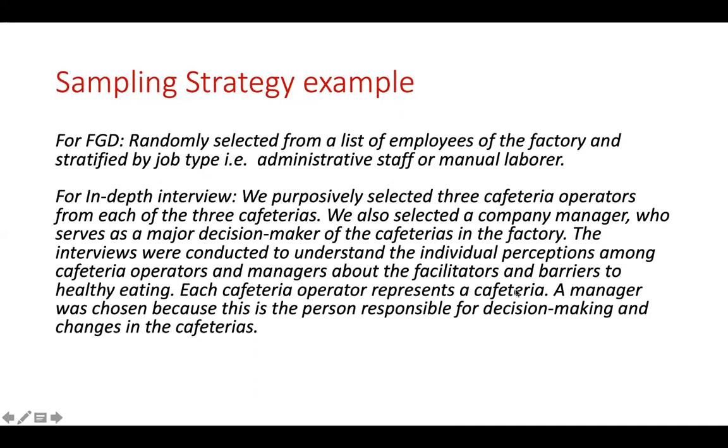So we are providing a reason here why we selected cafeteria operators, and then a manager is chosen because this is the person responsible for decision making and changes in the cafeteria. Our study's specific objective was connected with another larger study that aimed to develop an intervention to promote a healthy diet in the cafeteria. So it was important for us to get the perceptions of both cafeteria operators and cafeteria managers, who would in future be making the decisions about the changes.